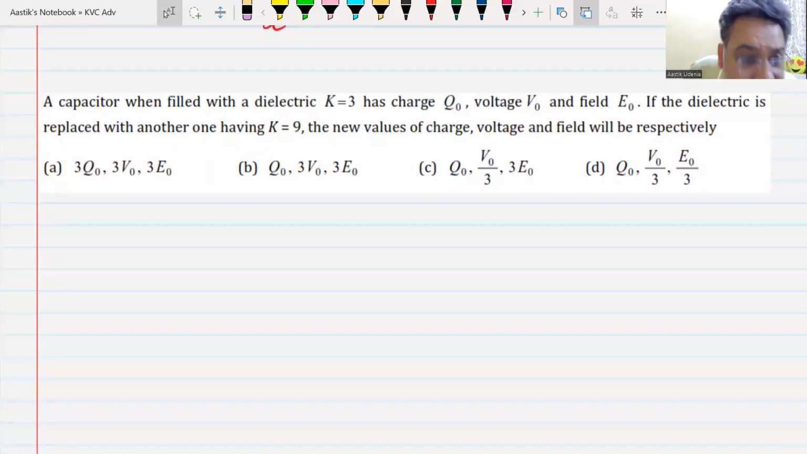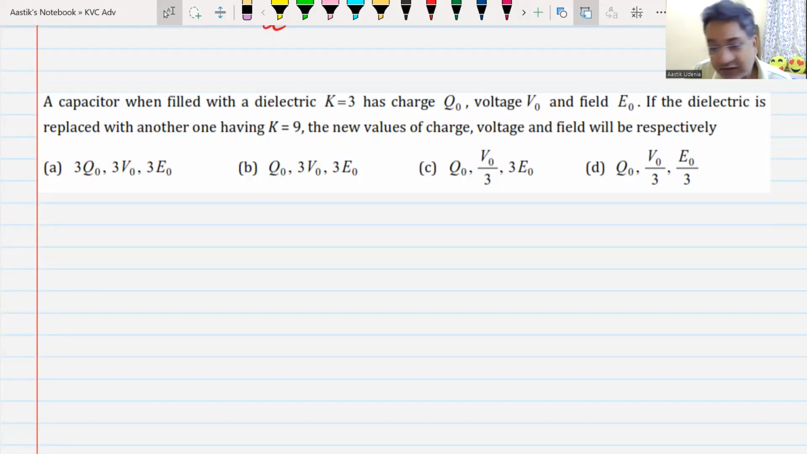This is the next question. A capacitor filled with a dielectric of dielectric constant 3 has charge. Initial values of charge, potential and field are Q naught, V naught, E naught. If the dielectric is replaced with another one having dielectric constant 9, what are the new values?